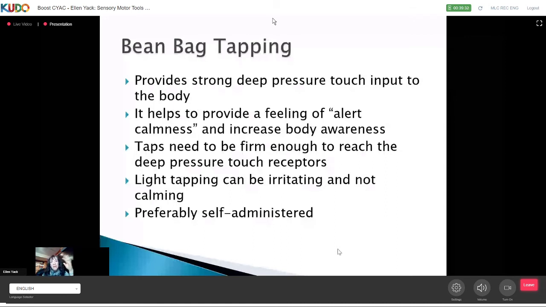I have lots of adults at their workplaces who have beanbags in their drawers, and who either tap at their desks or go to the washroom and do the beanbag tapping, and they find it's very calming and organizing to the nervous system. For those individuals, I myself am under responsive to input from my tactile and my proprioceptive systems, so I have very poor body awareness. And beanbag tapping also increases the awareness of where your body is in space.